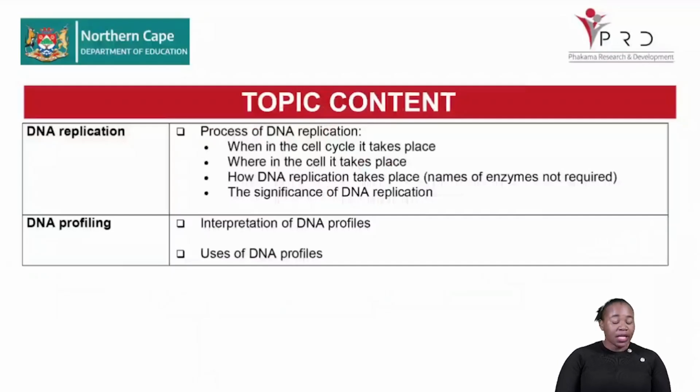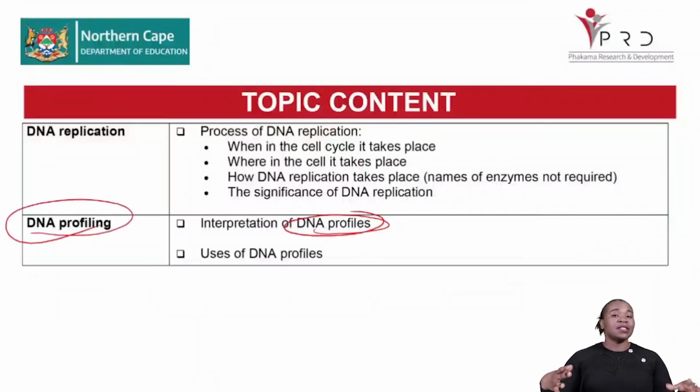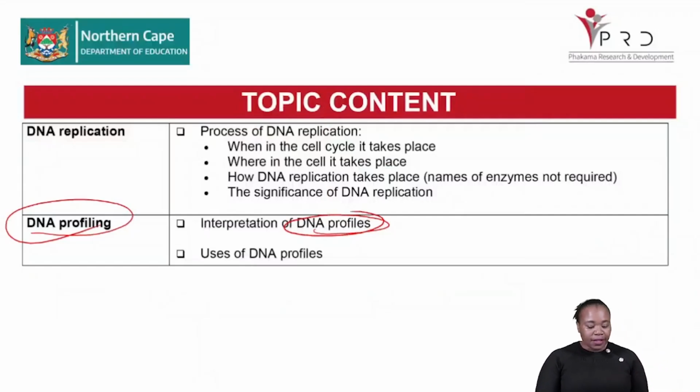And then when we're looking at DNA profiling, interpretation of the DNA profiles. First, you must also know what is the difference between a DNA profile and what is DNA profiling. DNA profiling is the technique, whereas a DNA profile is the black bars or the black bands that we are going to be looking at and interpreting. Okay, and then the uses of DNA profiles. What do we use DNA profiles for? We're going to look at the biological evidence that is used in DNA profiling. We're going to look at how it can be used in paternity testing, how it can be used in identifying dead bodies, and other uses.